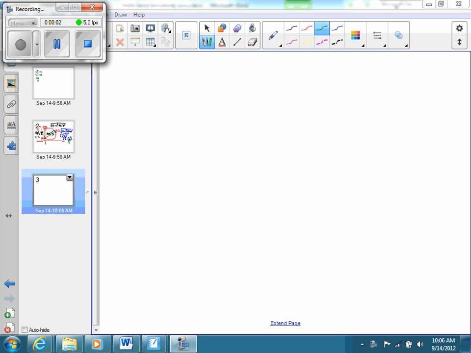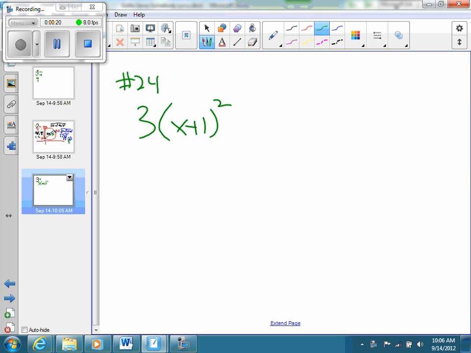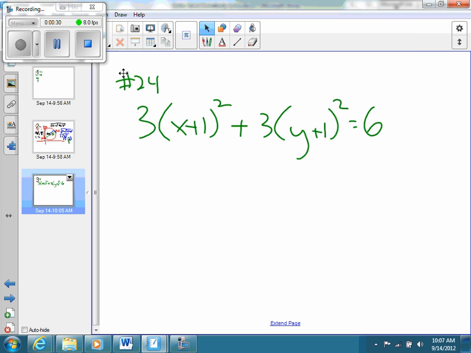This is number 24 for 1.5. It's finding the center and radius of a circle, and graphing it to find the intercepts. So we're going to do this together. Number 24: 3 times (x plus 1) squared plus 3 times (y plus 1) squared equals 6. That's our equation of the day.